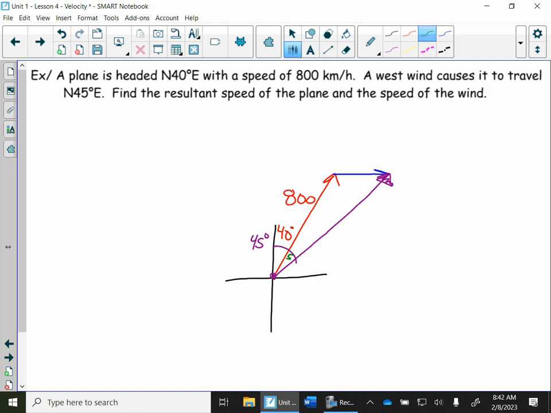Okay. Oh, what else do I got? That's all they gave me. They want me to find the resultant speed. So how big is R? And the speed of the wind. I'm going to call that W. That's all they gave us. So how are we going to solve this problem?